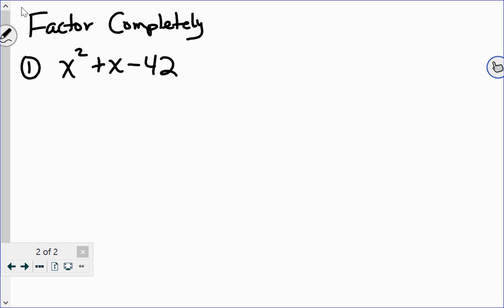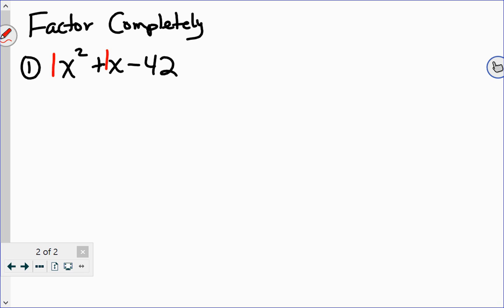So in this problem, the first thing I look for is whether there is a greatest common factor, and there's clearly not. Then I see that it's a trinomial, so it's a quadratic type equation. I would be looking for factors of a, which is 1, times c, which is negative 42, whose sum is b, which is 1 again. So don't forget that there are 1s right here. We just don't usually write them.